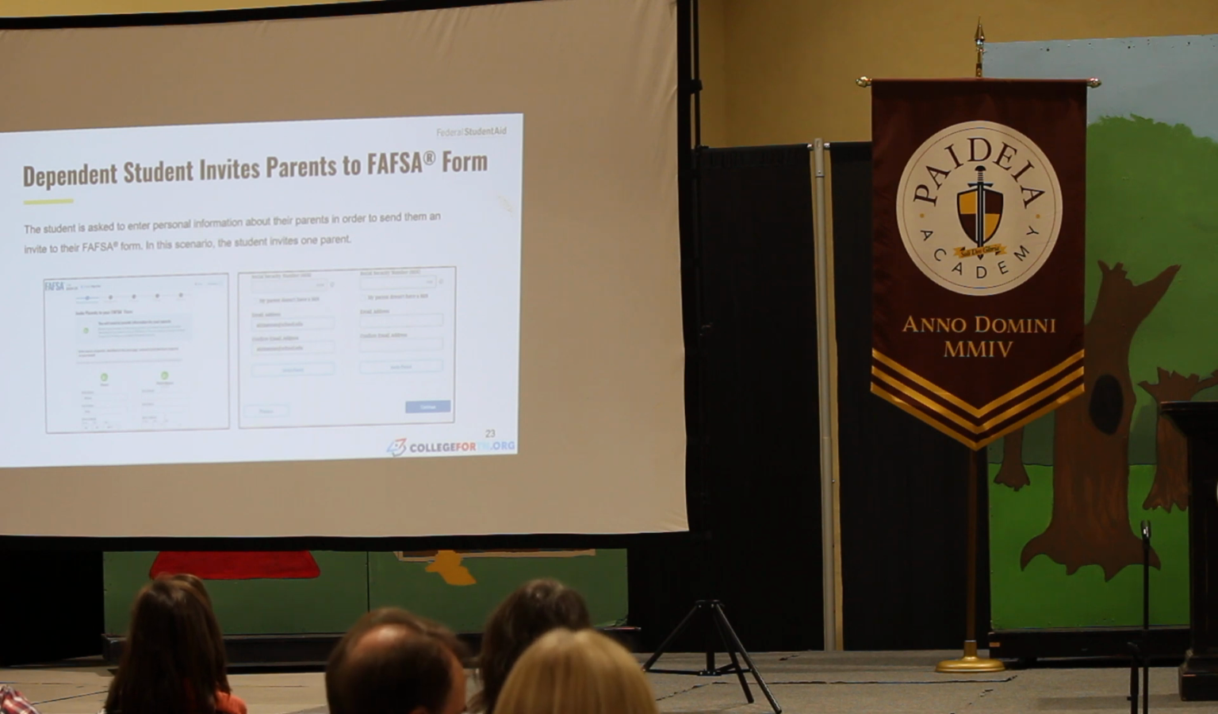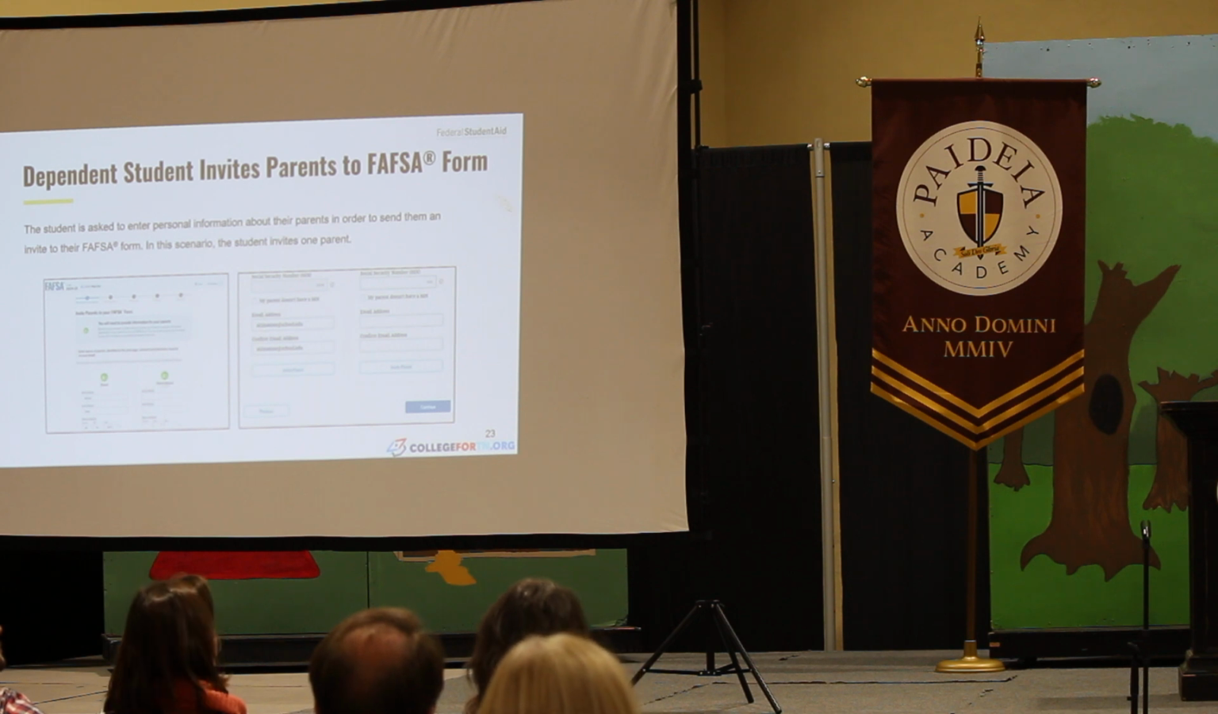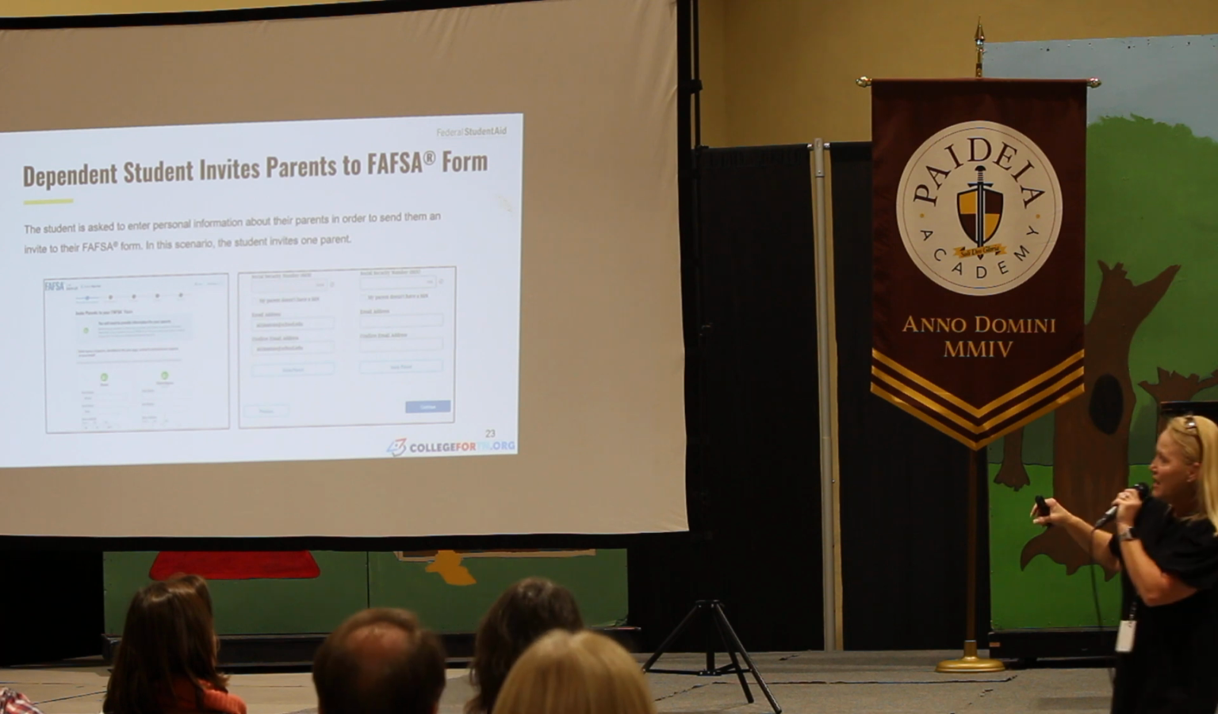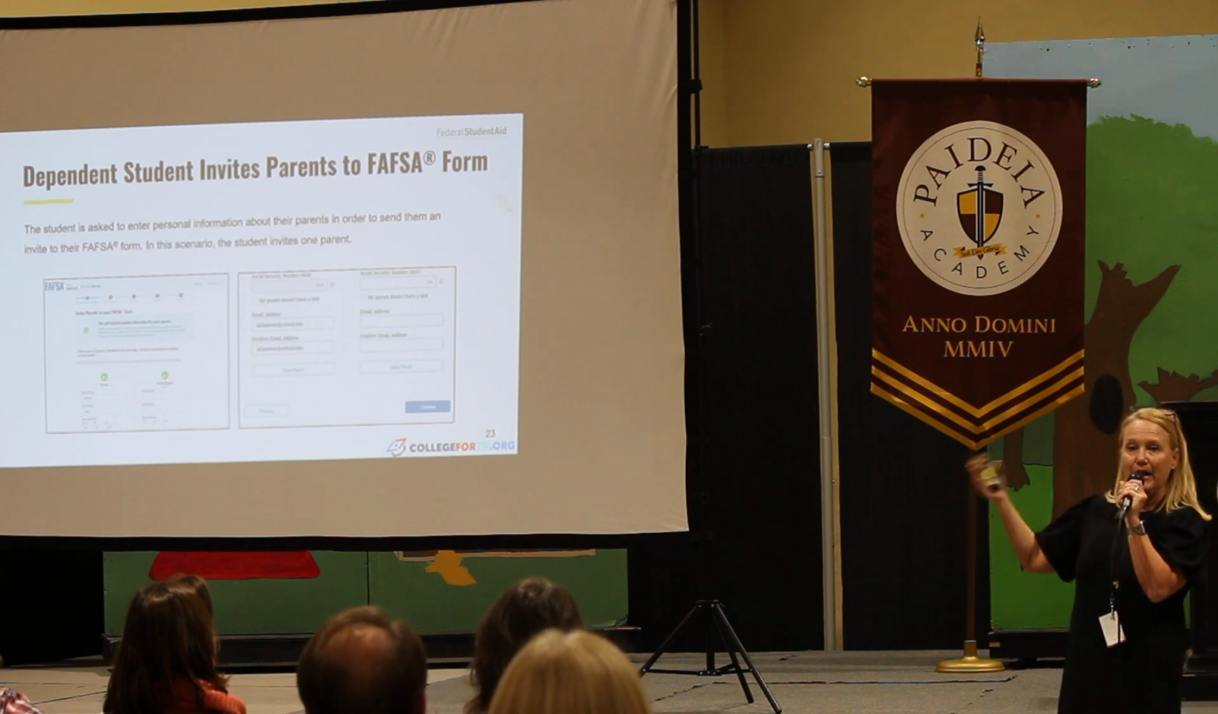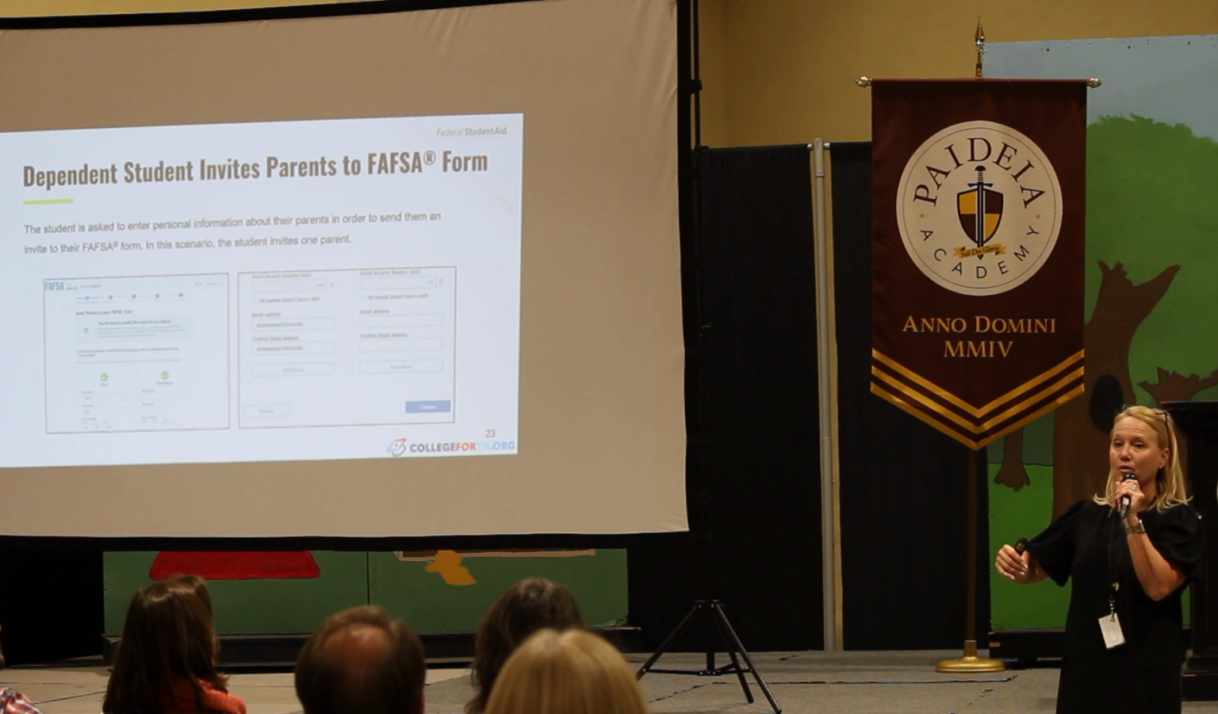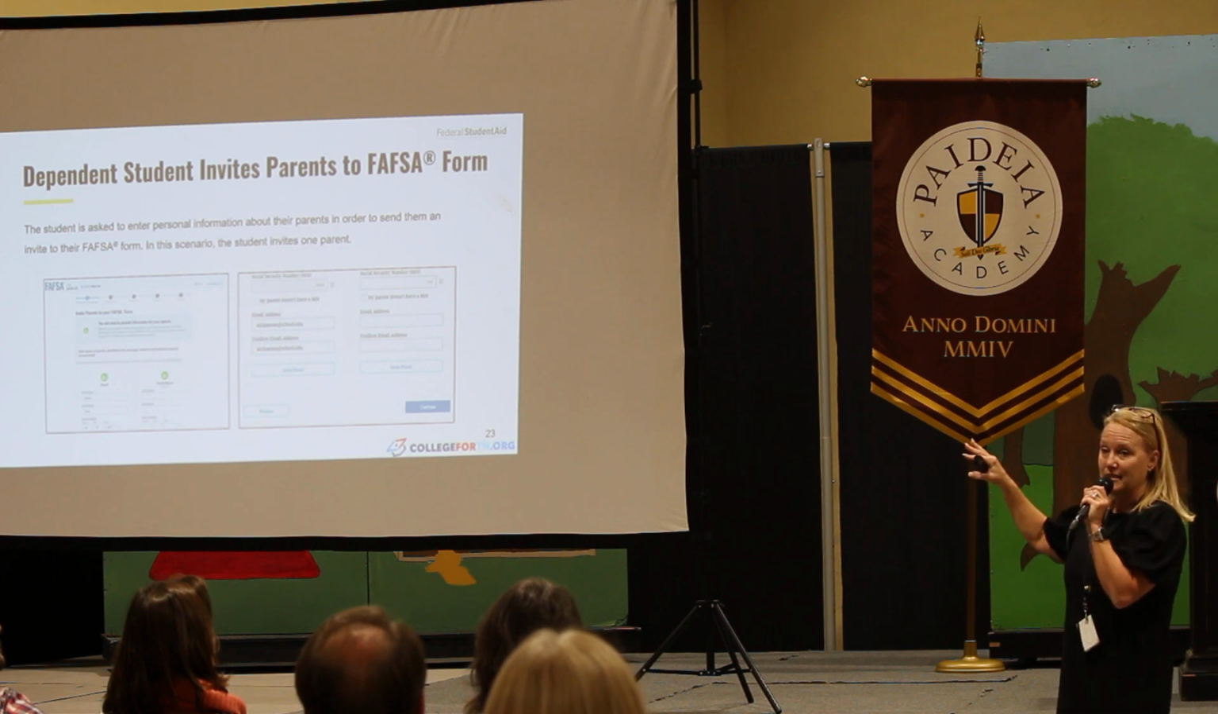Okay. All right, so this is a screenshot. Once the student gets to this page, the student will need to identify the parent. The student doesn't necessarily have to identify both parents because there'll be another option for the parents to do that part. I feel like this is the worst part of the new FAFSA: students will need the parent's social and date of birth in order to get to the next page.